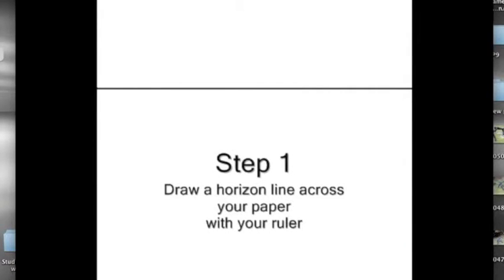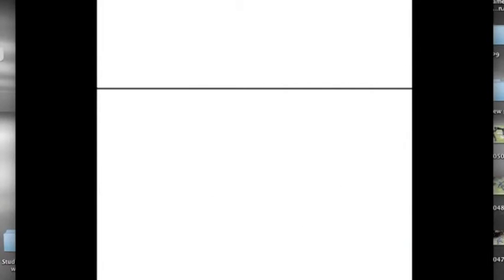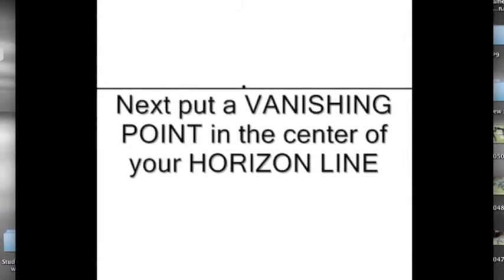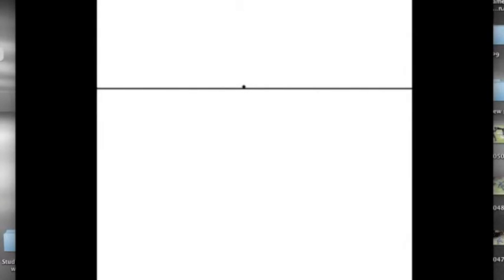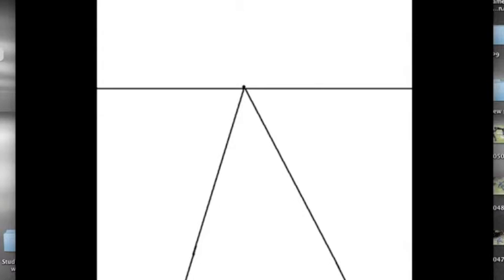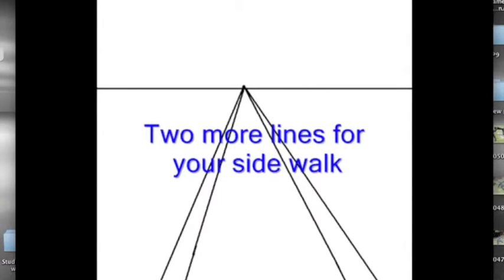Okay, so this is how we do it. First, you want to start off with drawing your horizon line. And you want to keep your line above the middle of the paper. This will give you more room to draw. Now you want to put your vanishing point in. Now, with your ruler, draw two lines coming down from the vanishing point. Draw two more lines for your sidewalk.